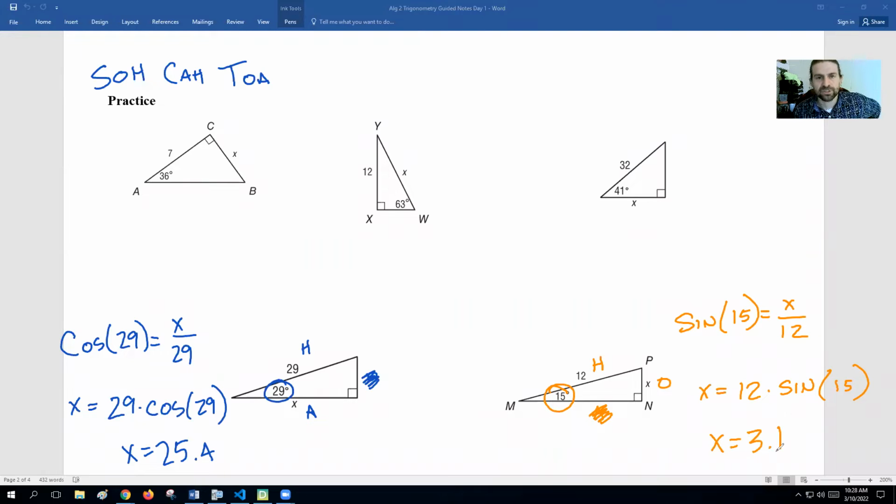All right, so hopefully after watching this, you guys feel like you could now find the missing side of any right triangle.